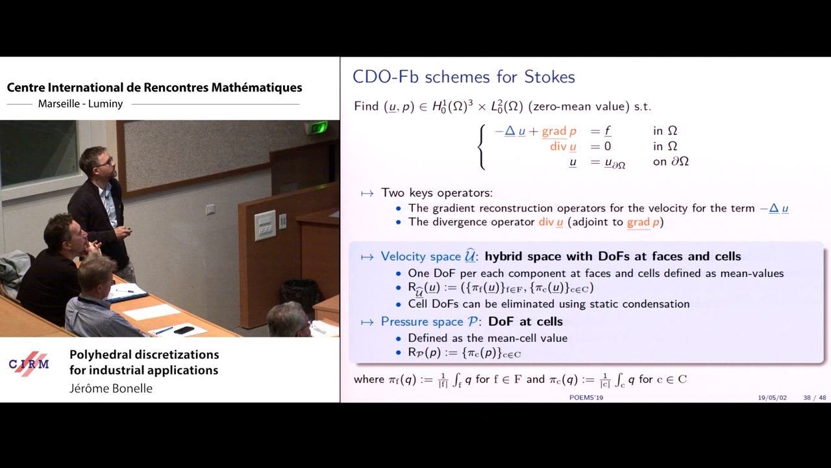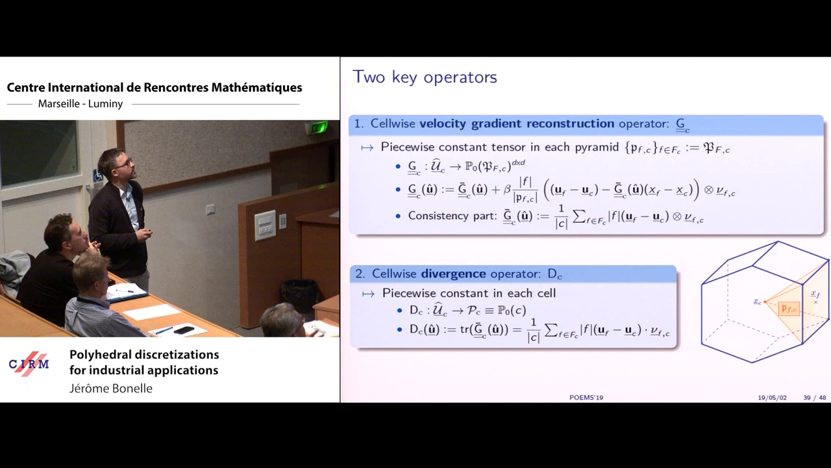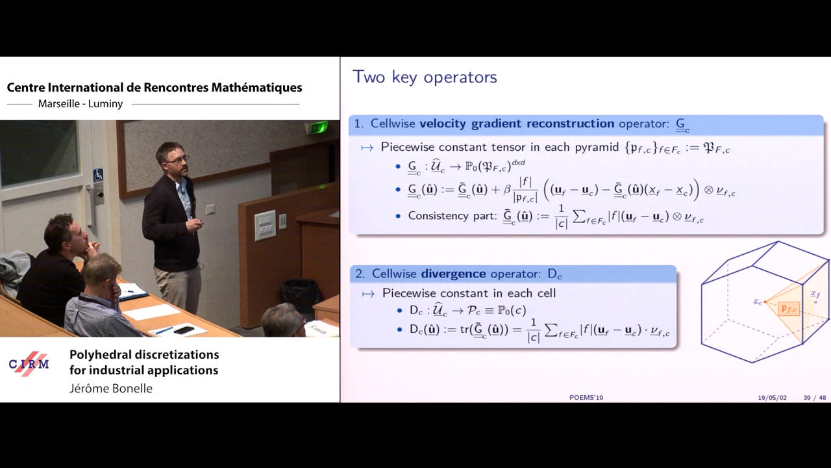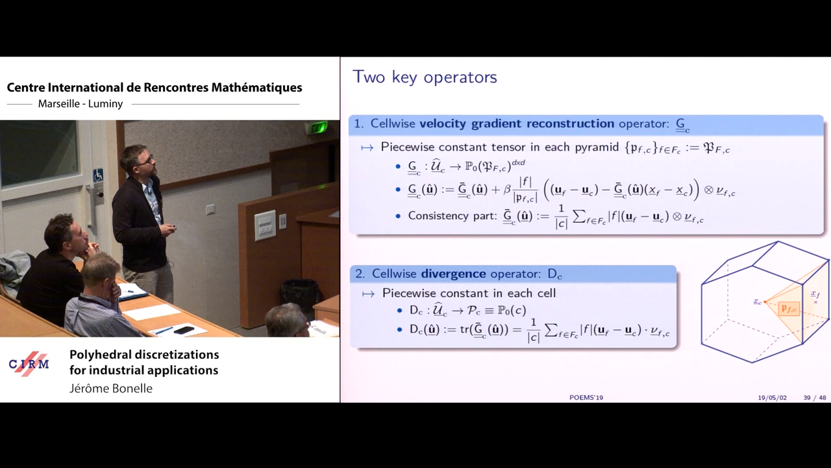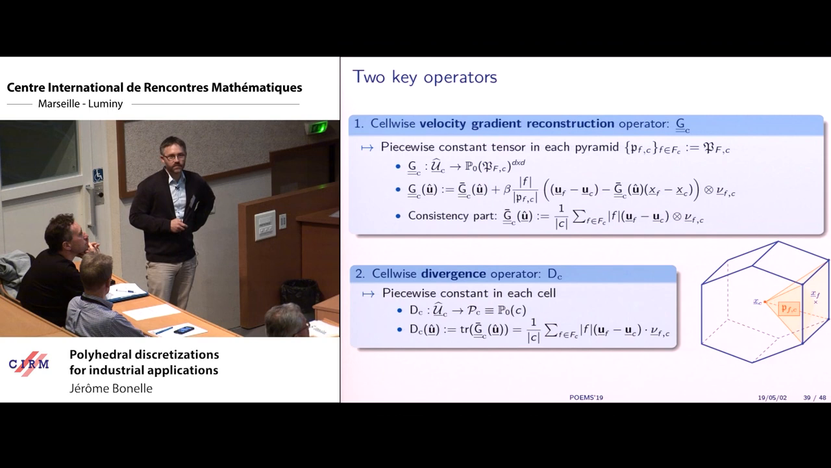So here is the way to reconstruct the velocity gradient, which is in fact very similar to what I showed you in the face-based scheme, but it's tensorized. And for the cell-wise divergence, we define it by taking the consistency part and then use a trace of this operator. This is a classical formulation, and in case of planar faces, this term drops.